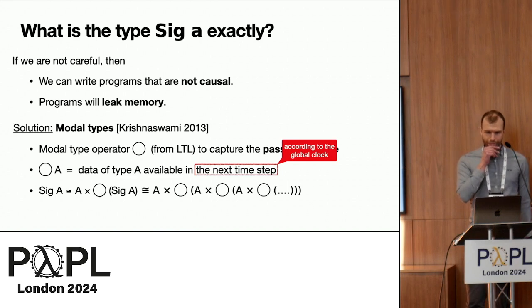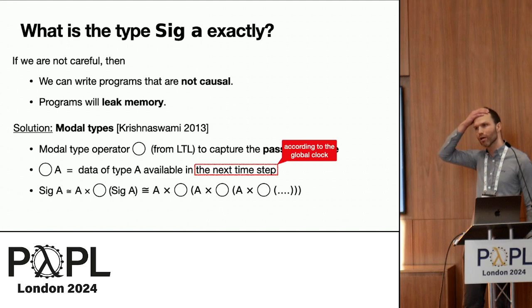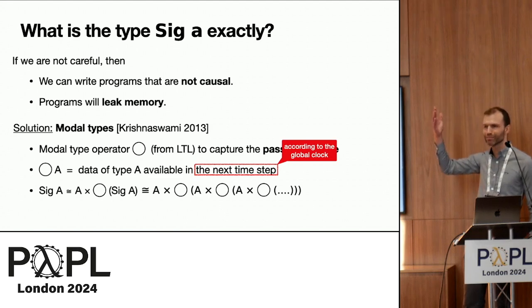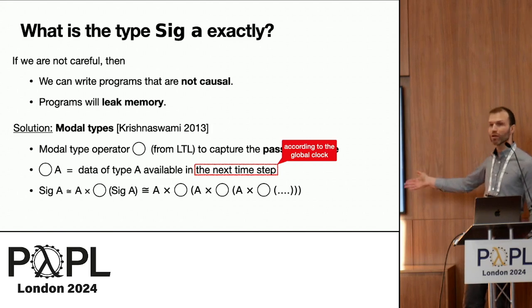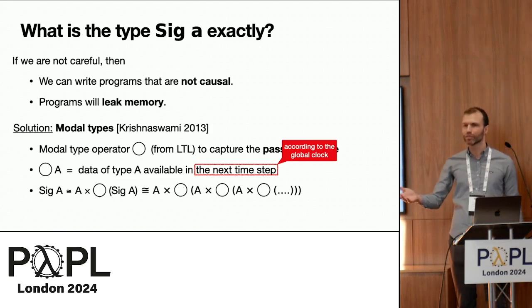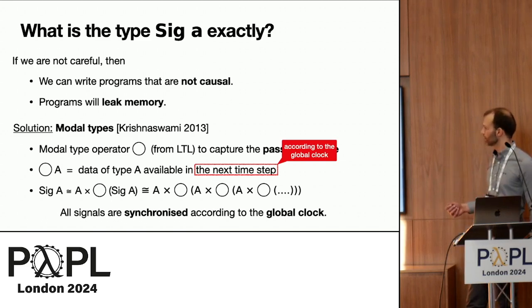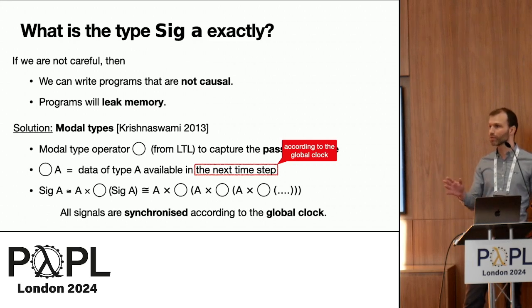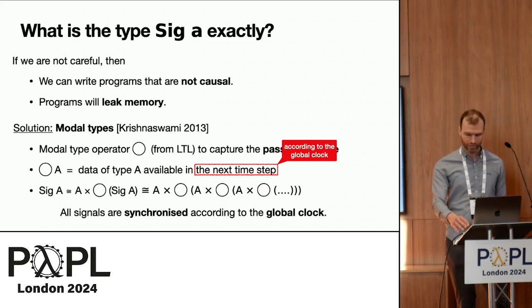But so here I talk about the next time step, right? So we need some clock that tells us when the next piece of data arrives. And in this system, this is a global clock, so all signals work according to this global clock. All signals are synchronized so that they also interact in this way. And this works well, for example, in the robot, we can program these things using a synchronized system, no problem.